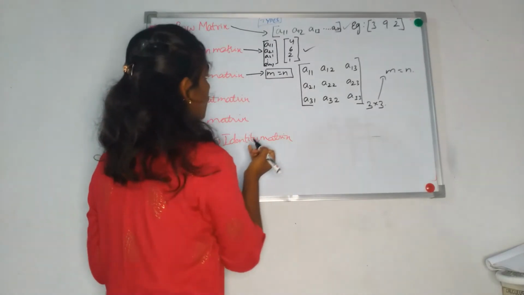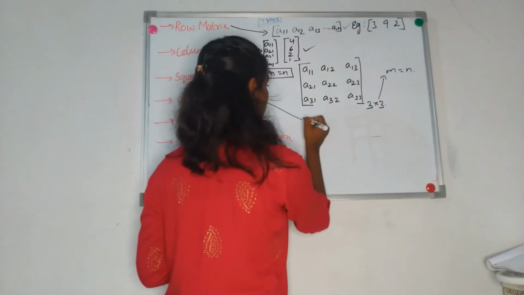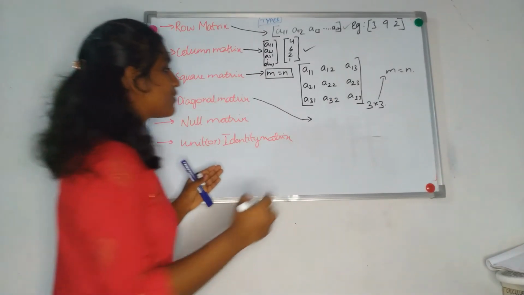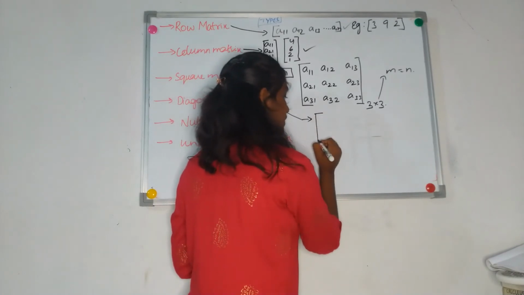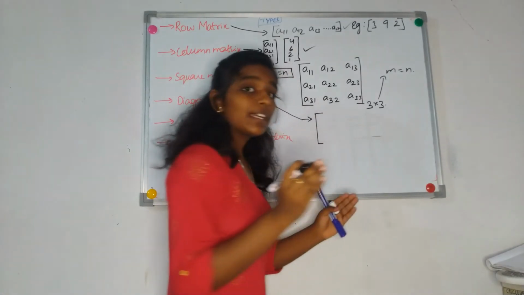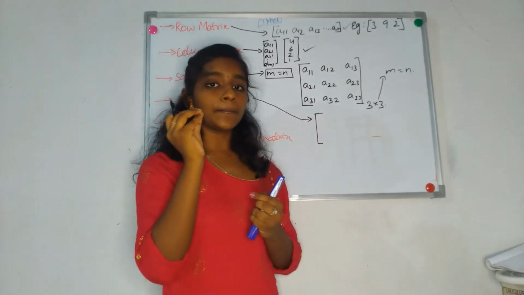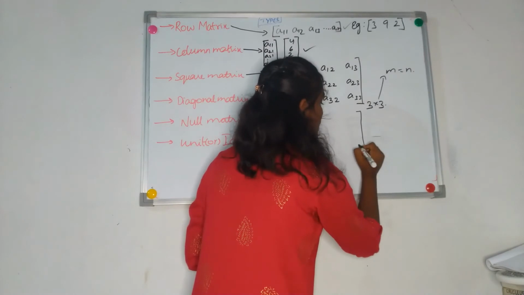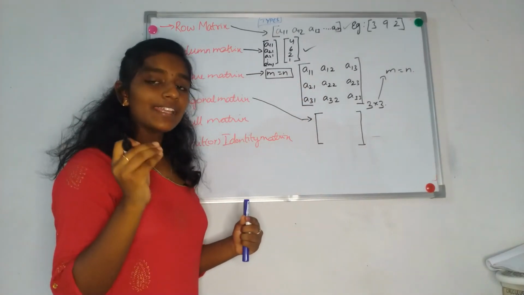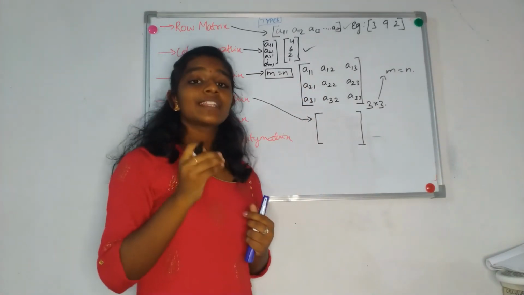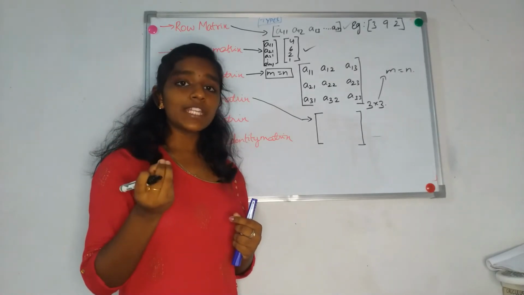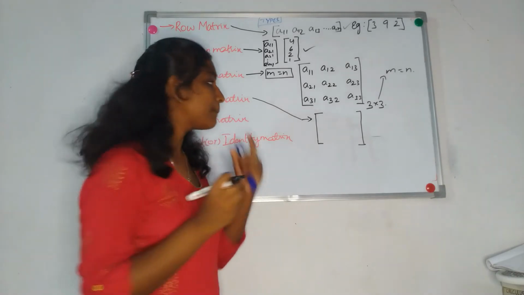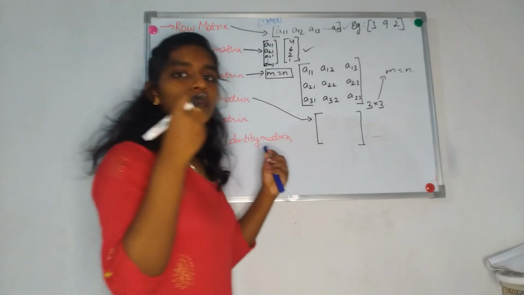Now let us look into what a diagonal matrix is. In a diagonal matrix, only the diagonal elements will be present. But there's a small condition, that is, it should be only a square matrix. You would write the definition as: a square matrix in which only the diagonal elements are present and all the other elements are zeros. The diagonal elements may be any elements.